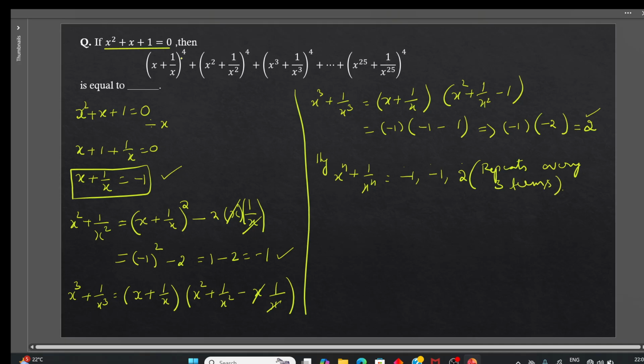So in the question given, x plus 1 by x whole to the power of 4, each term's power is 4.